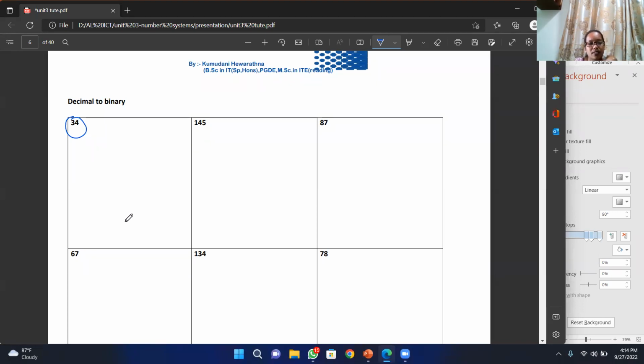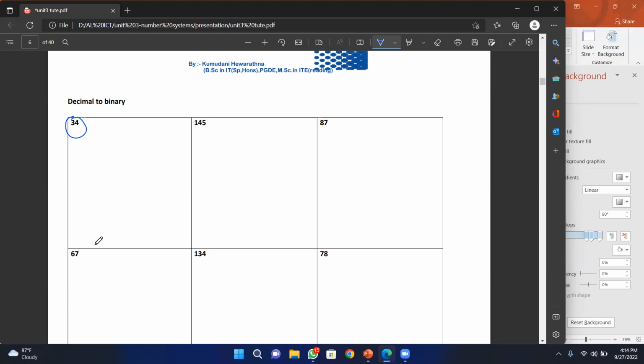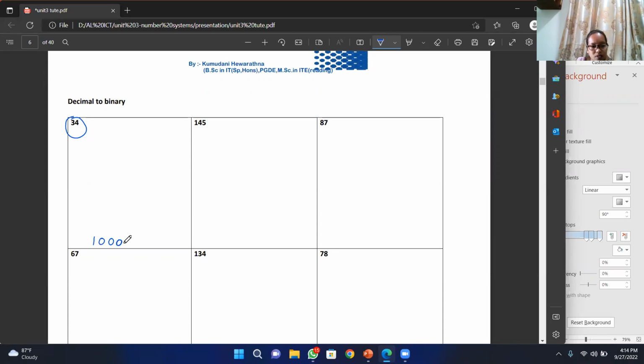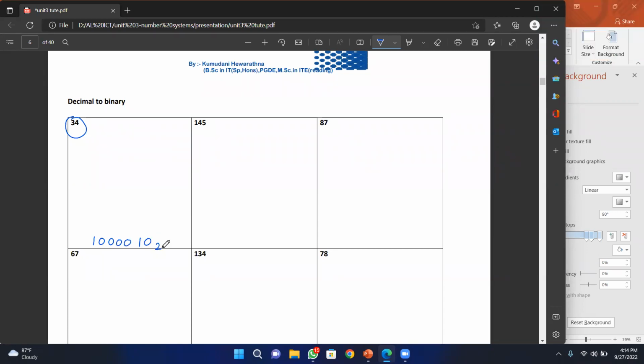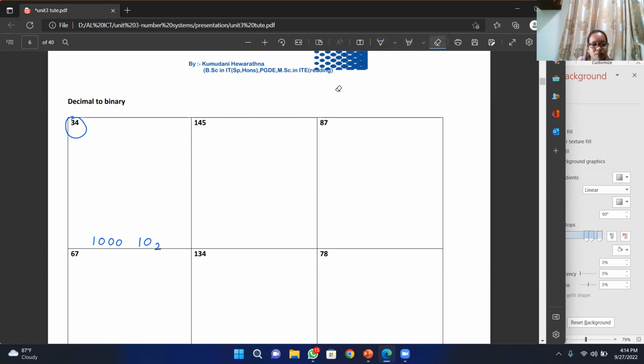Just convert into binary in the way that I explained. One who has finished, let me know the answer. It's 1 0 0 0 1 0. Not 1 triple 0. 1 triple 0 and 1 0. This one. Okay. Yes, teacher.